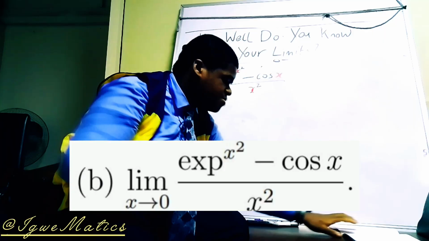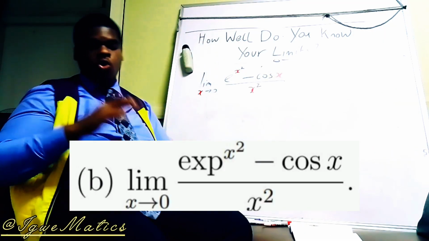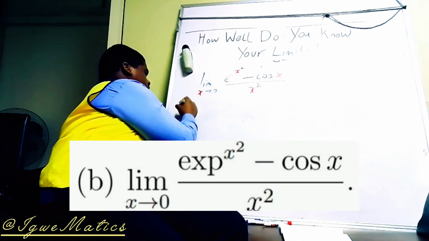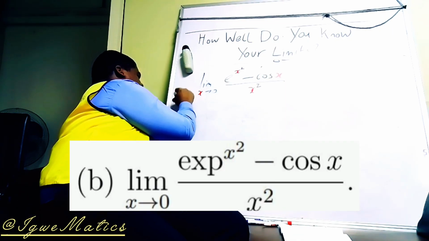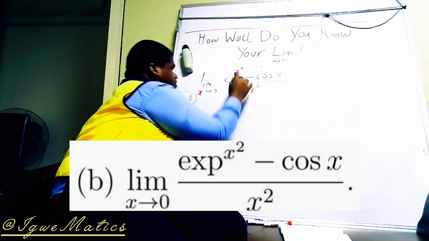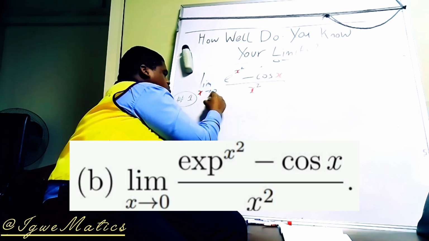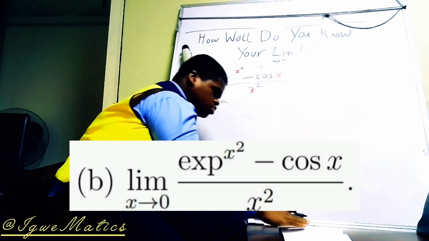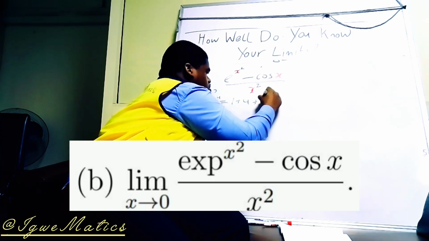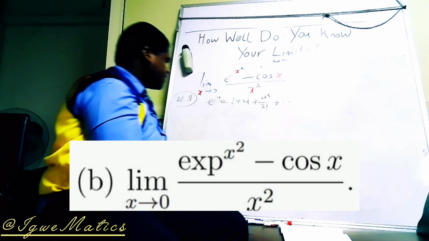Now I'm going to apply three methods to solve this. The first method I want to apply is the Taylor series. I'm not going to go on proving the Taylor series; I already have it written down here. Let me put hashtag 1. The first method: we have the Taylor series for e to the power of u, which is equal to 1 plus u plus u squared over 2 factorial plus dot dot dot.